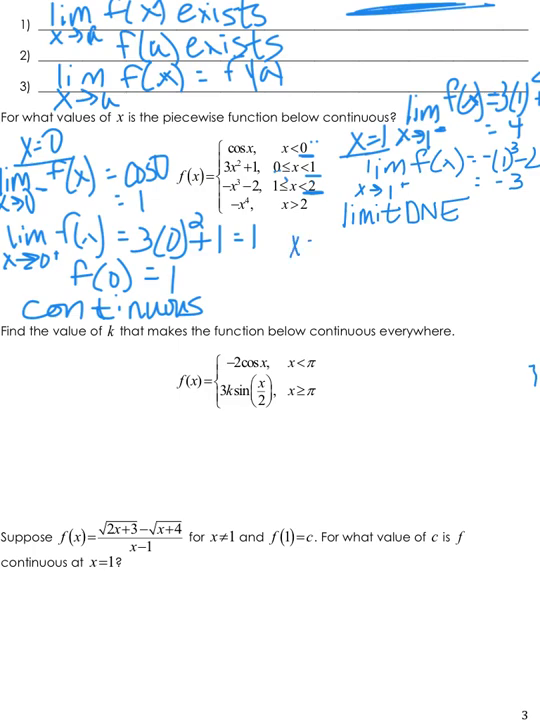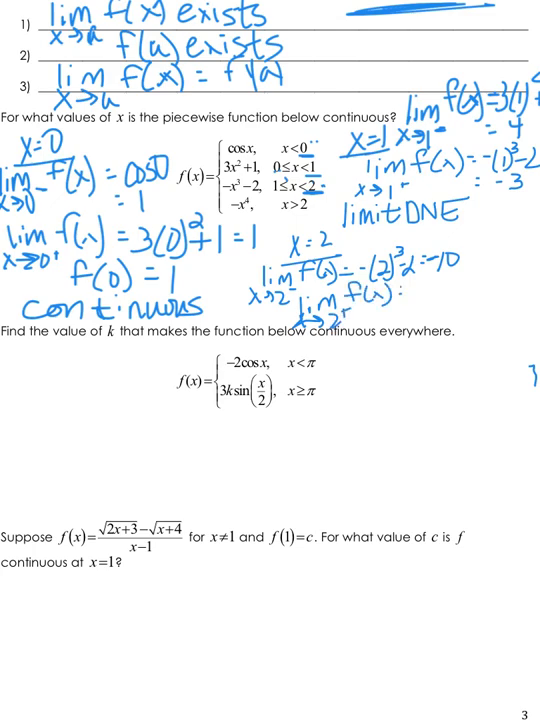Okay, x equals 2. Same thing. Limit as I approach 2 from the left. So that's the third piece of the function, negative x cubed minus 2. So negative 2 cubed minus 2, and that's going to give me negative 10. Then I'm going to check the limit as x approaches 2 from the right.